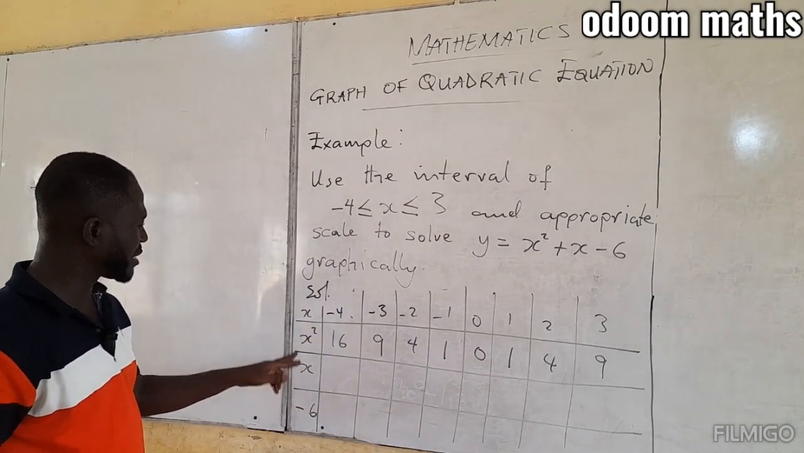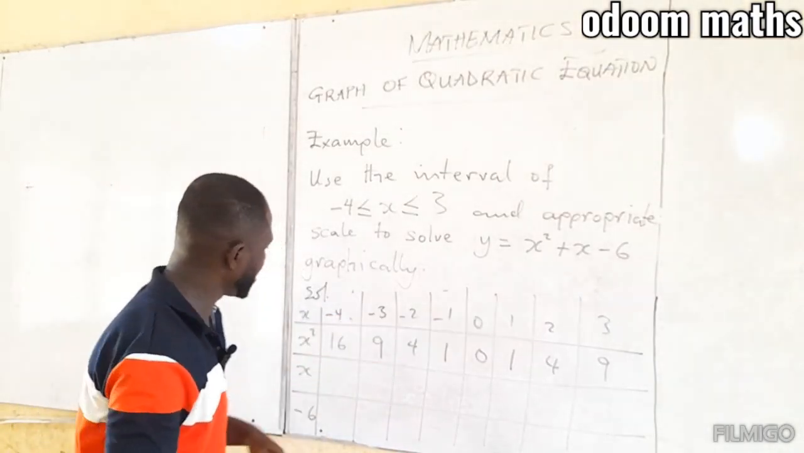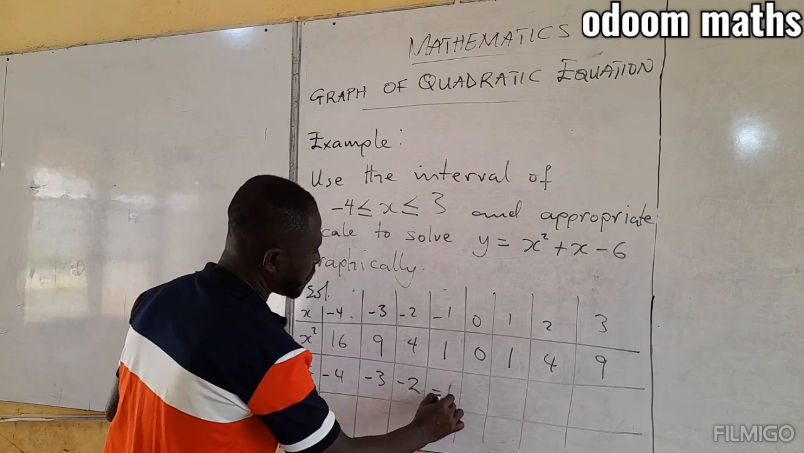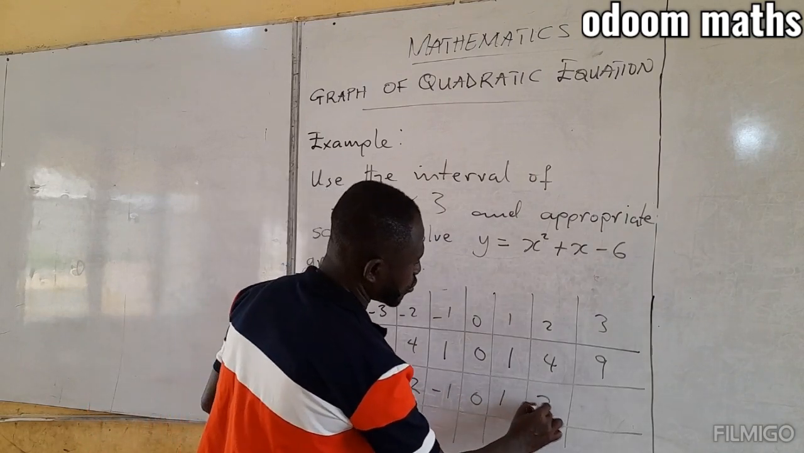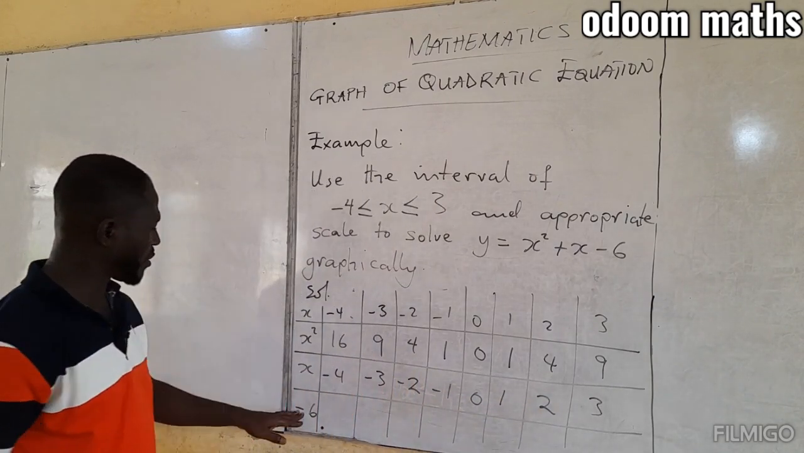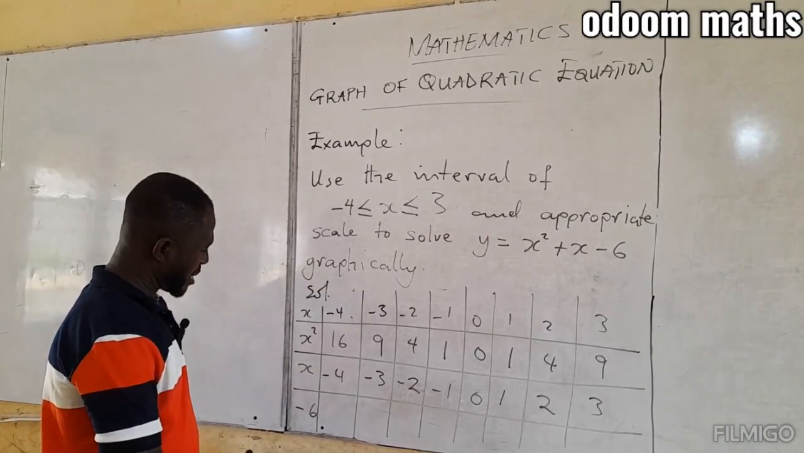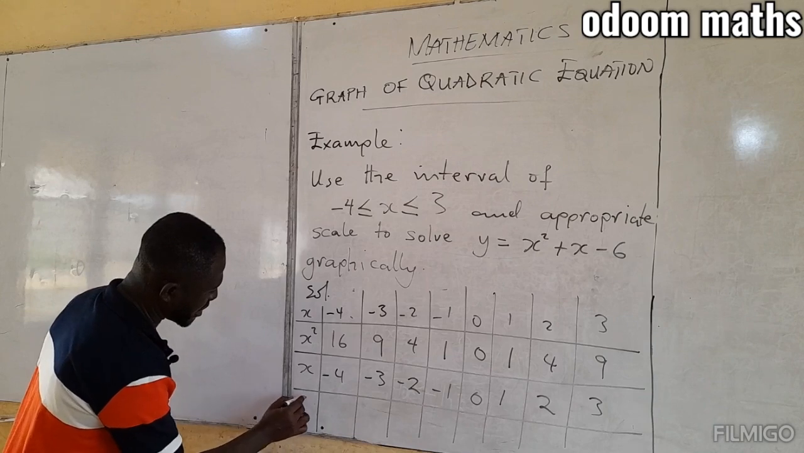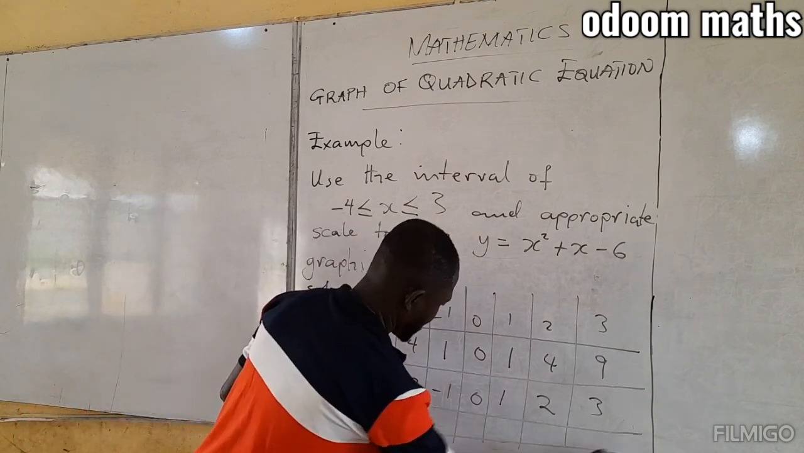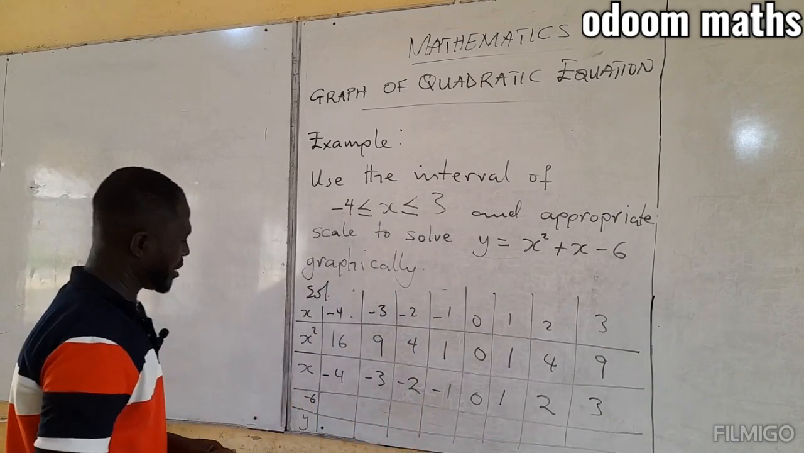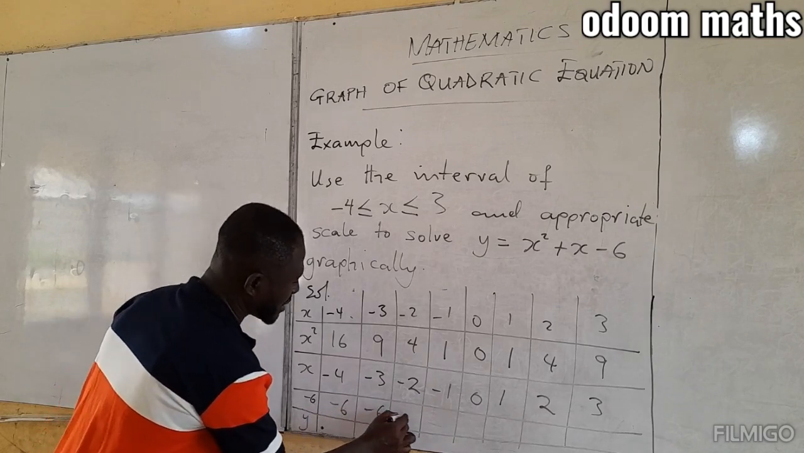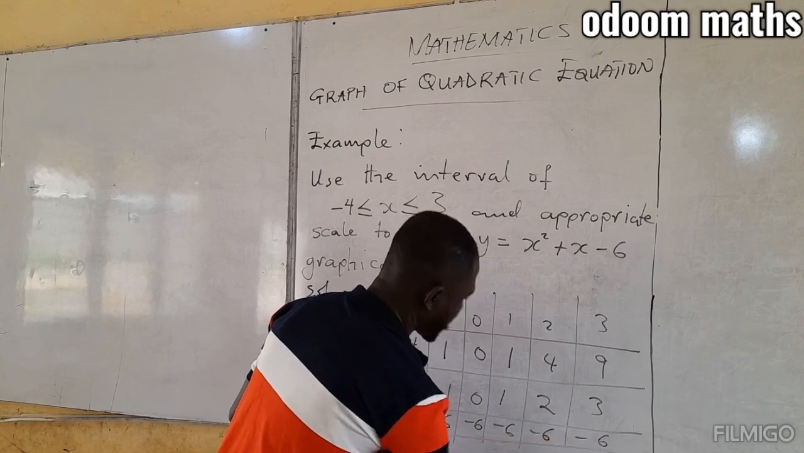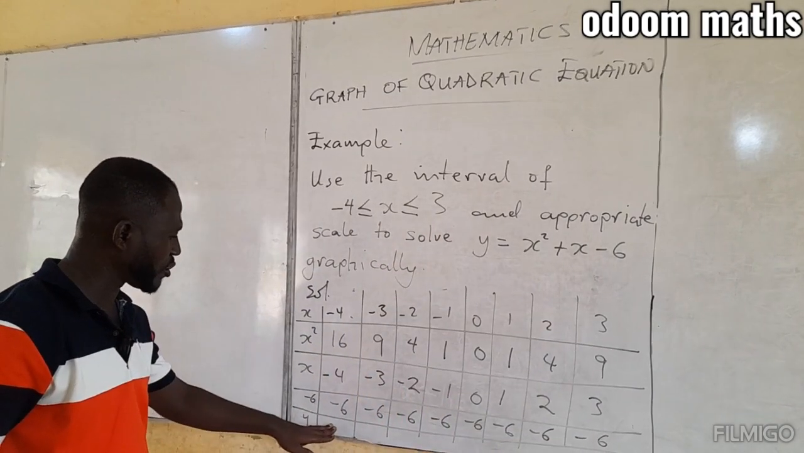When I take this one, that is just x, so I'm going to repeat these x values: -4, -3, -2, -1, 0, 1, 2, 3. Then this is the constant, -6, so let me cater for my y. So it is -6, -6, -6 throughout. Okay. So we add and then put the results here.